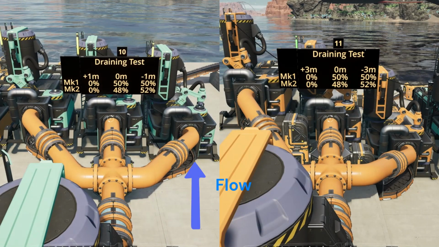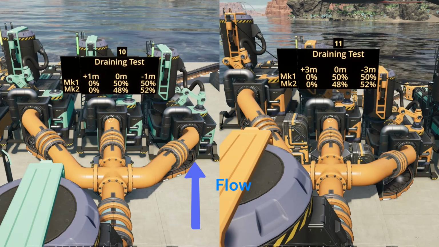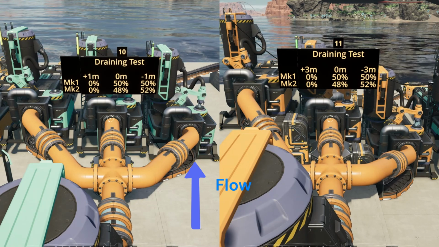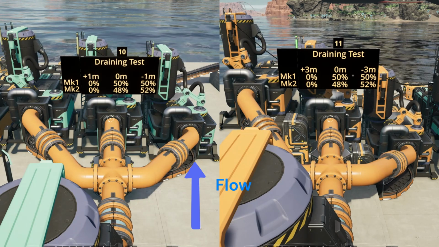Switching gears to the draining tests. Pipes start empty, and the packagers are still set to 60. Back at a flat pipeline junction, the tests make sense as the higher input gets nothing.